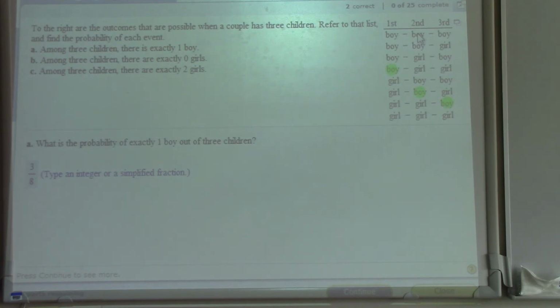All right. Now, what's another word for 0 girls? All boys. Duh. So, I think we can say all boys would be, oops, sorry. So that'd be 1 out of what? 1 out of 8.